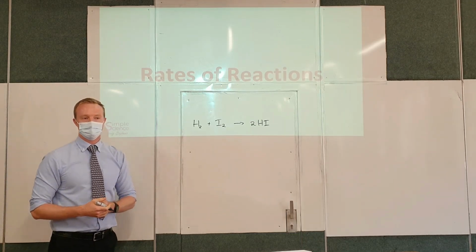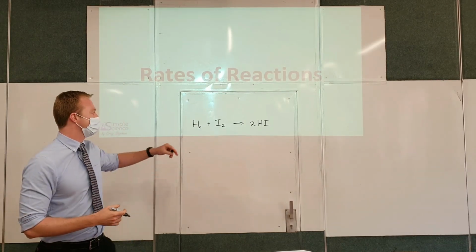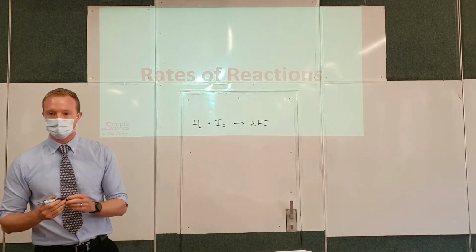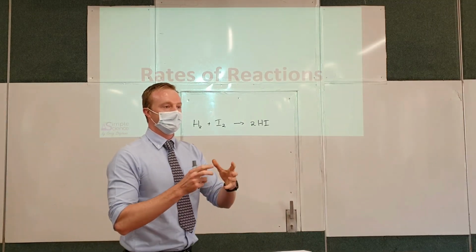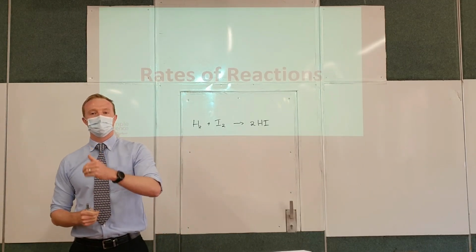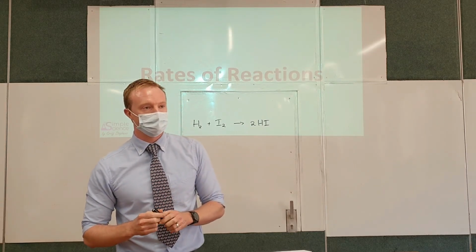It is not always as simple as just adding hydrogen and iodine into a container together and expecting that they just react and all of it forms hydrogen iodide. So in order for us to start to understand how these reactions happen, how quickly they happen, and what affects the rates at which they happen, we need to understand something called collision theory.